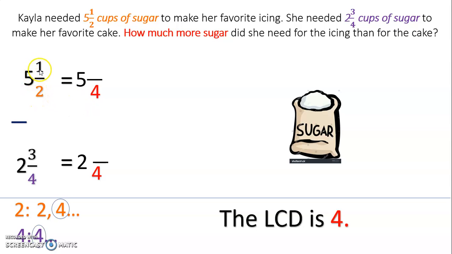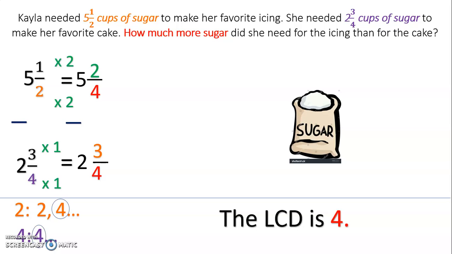For our first mixed number, 5 1/2, we see that 2 times 2 would give us 4, which means we will multiply our numerator by 2. 1 times 2 will give us 2. So 5 1/2 is equivalent to 5 2/4. Now we're going to take a look at 2 3/4. This mixed number is kind of unique because it already has the denominator that we needed, which means we only used our first multiple. 4 times 1 is 4, so we'll multiply 3 times 1, which is 3. In this case, 2 3/4 will stay the same.